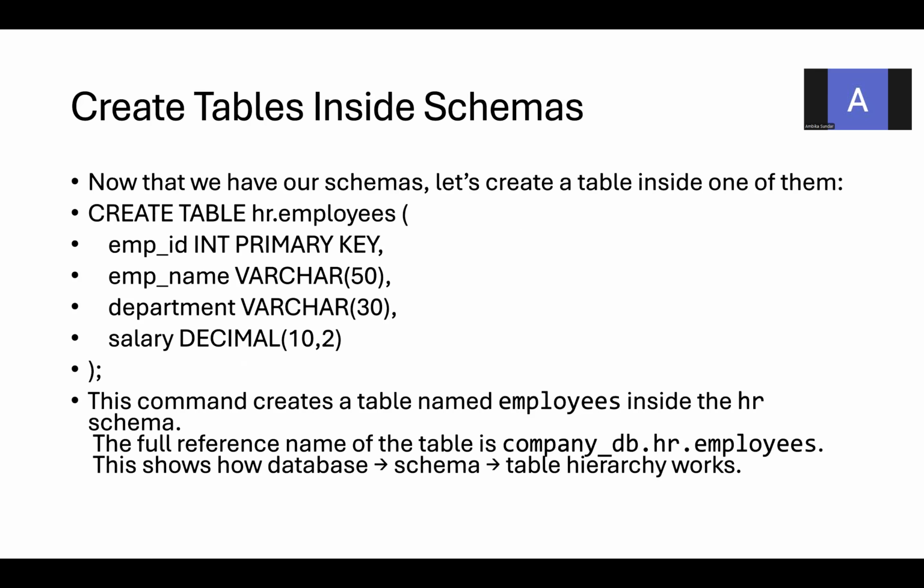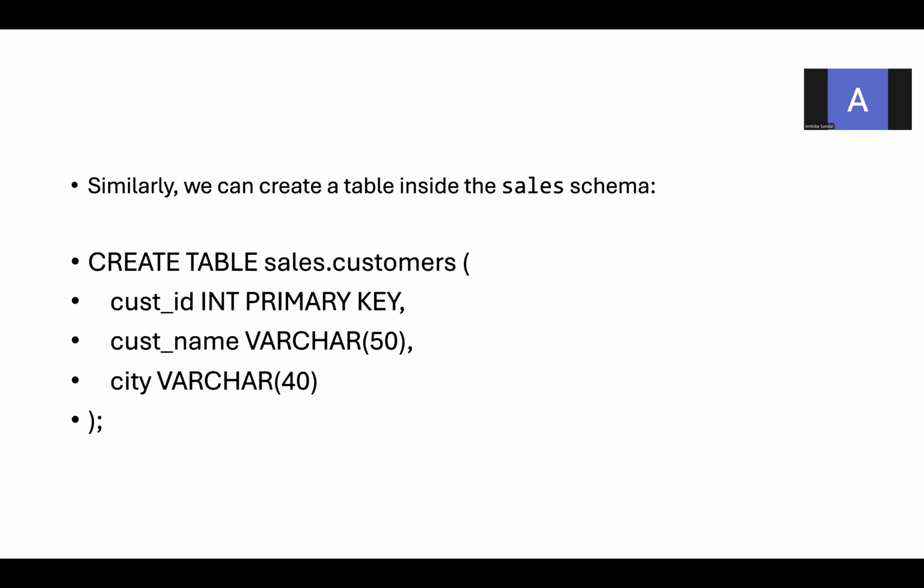This command creates a table named employees inside the HR schema. The full reference name of the table is company_db.hr.employees: first database, then schema, then table. If I am going to refer to this table, I have to give this full reference name. It means first the database name, dot, followed by the schema name, dot, followed by the table name. This shows how the database, schema and table hierarchy works.